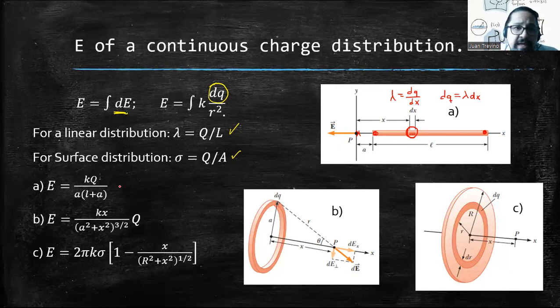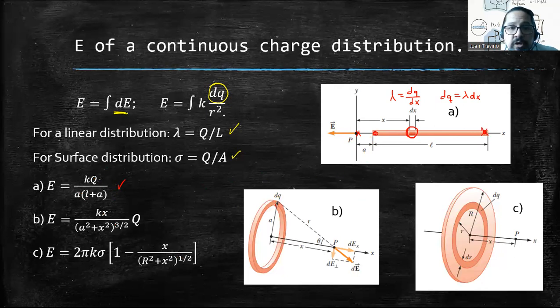If I do that, I end up with this formula here. If I want to calculate the field at point P, I can use this equation. A is the distance from P to the initial point of the rod, and A plus L would be the distance to the end point of the rod.